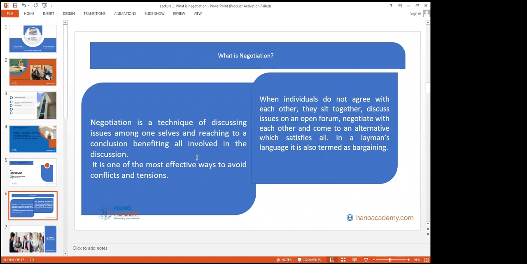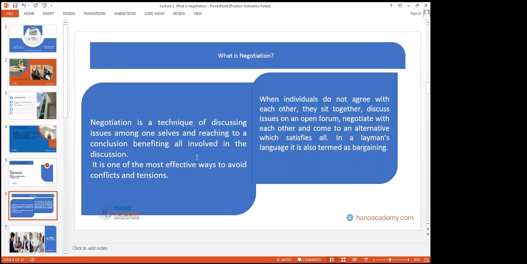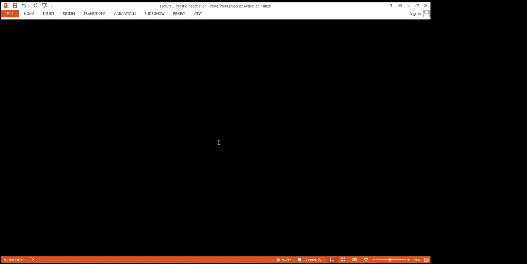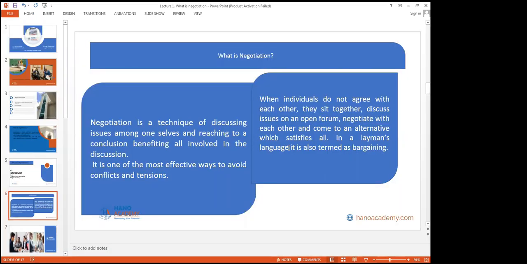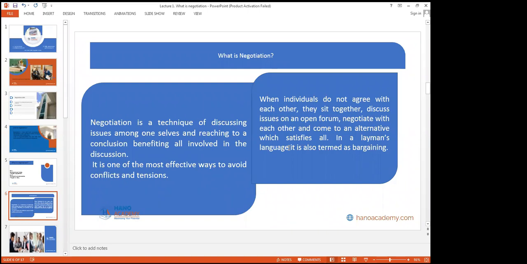They discuss issues in an open forum, negotiate with each other, and they come to an alternative which satisfies all the people involved. Then in a layman's language, negotiation is also termed as bargaining. You are bargaining over something.